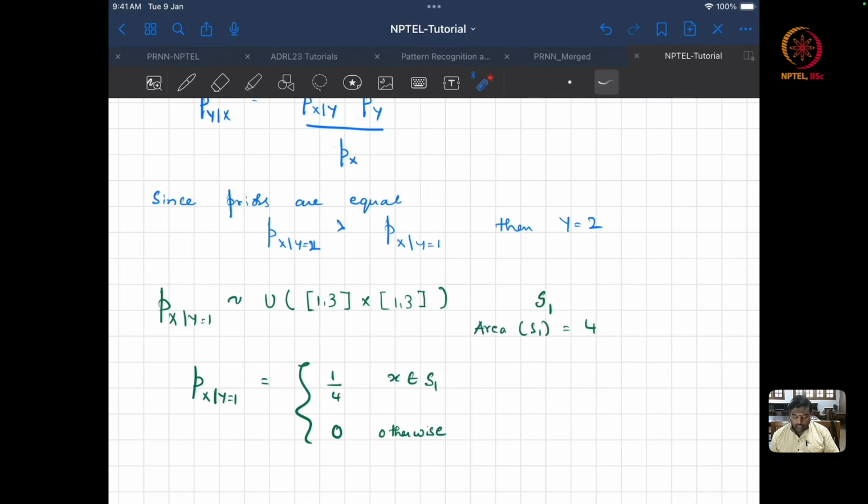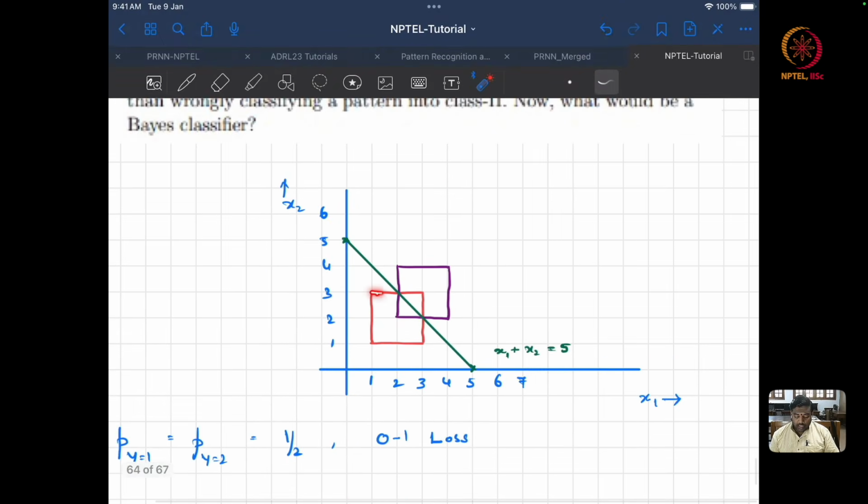Now please remember that whenever I say x, it is a point in R2. Here x belongs to R2. Whenever you choose a point in R2 and that belongs to this region S1, the class conditional density for that will be 1/4. That means if you choose any point from this region, the probability of x given y equal to 1 is 1/4, and for any point apart from that, even outside of this, it will be 0.